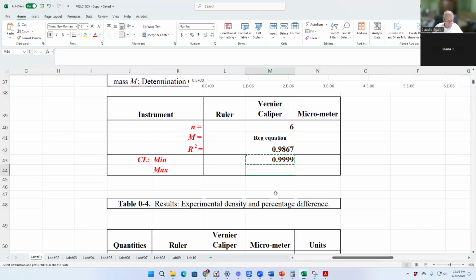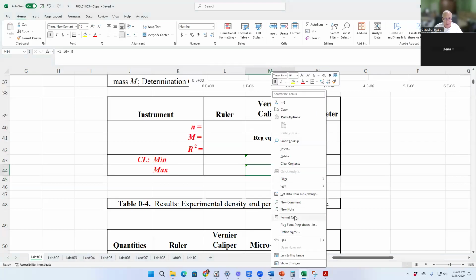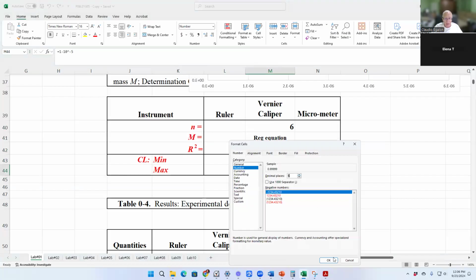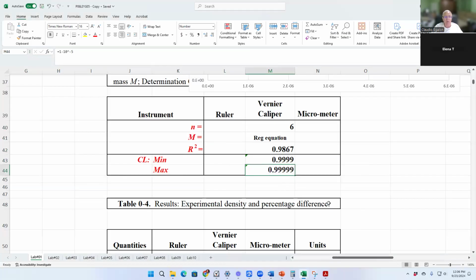Okay, let's do the other one. The other one is 1 minus 10 to minus 5, right? So we put the equal sign here, and then it calculates. It's giving us 1 because we do not have enough decimal places there. If you add decimal places, then we see that it's not 1, but it's close to 1. And then you repeat that for the ruler and the micrometer.